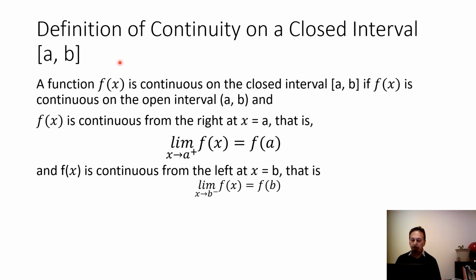Continuity on a closed interval a, b. A function f of x is continuous on a closed interval a, b if f of x is continuous on the open interval a, b, and f of x is continuous from the right at x equal to a, that is, the limit of f of x as x approaches a from the right is equal to the function value evaluated at a, and f of x is continuous from the left at x equal to b, that is, the limit of f of x as x approaches b from the left is equal to f of b.